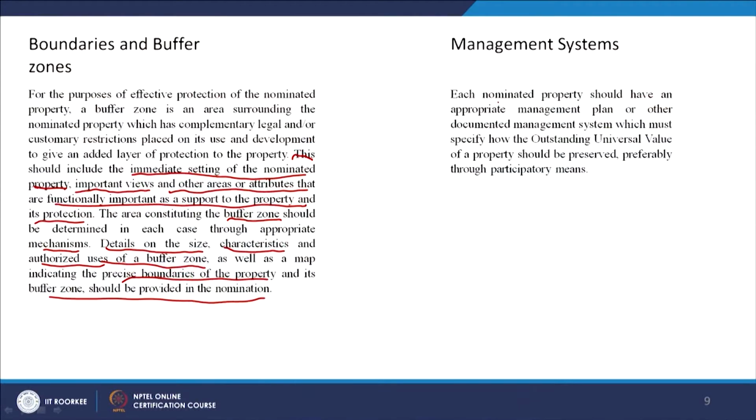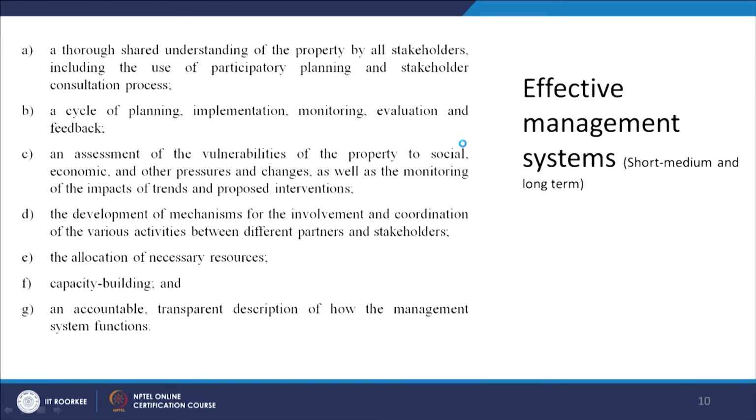And every nominated property should have an appropriate management plan or documented management system which must specify how the outstanding universal value of the property should be preserved, preferably through participatory means. So in the management system, this is where community participation comes in, this is where the local stakeholders can also take part in how it can be managed well. In fact, there are a few points this particular report talks about regarding effective management systems, both short-term, medium and long-term mechanisms.